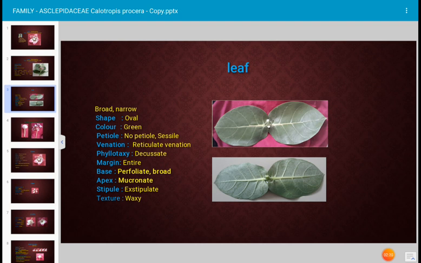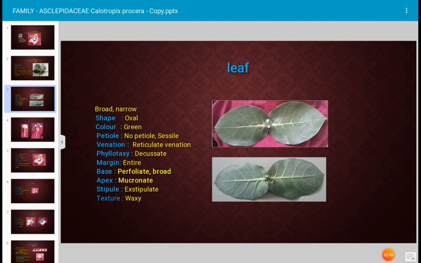Phyllotaxy is decussate. Phyllotaxy means arrangement of the leaves on the stem or branches. That is called phyllotaxy. What is decussate phyllotaxy? On the nodal region of the stem, the leaves are arranged at right angles to each other. Such arrangement of the leaves is called decussate phyllotaxy.